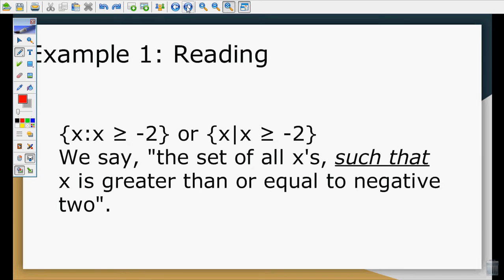Example 1. So we're going to go over how to read set builder notation. So this is set builder. We're on our first example. We just took notes. That was the way it's showing up the numbers.